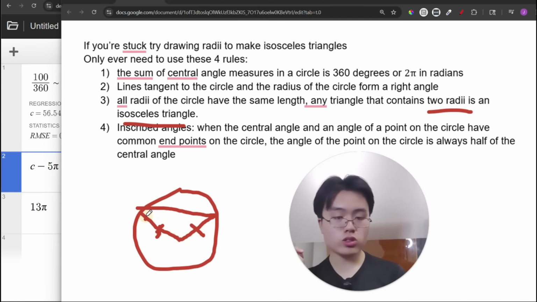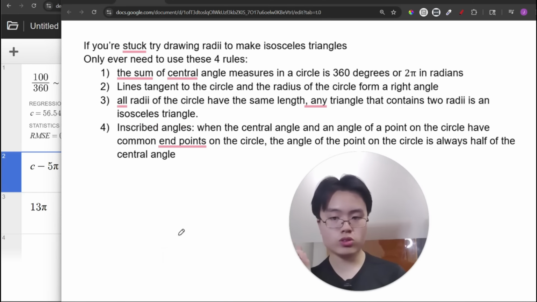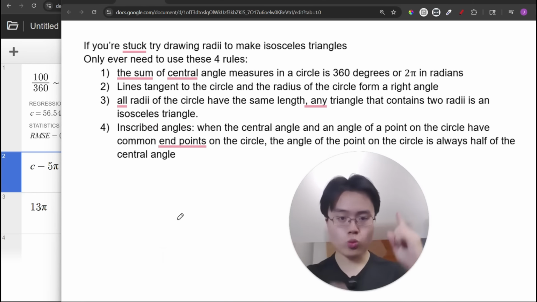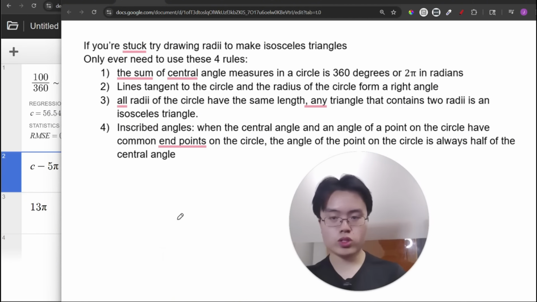So a good strategy when dealing with circles is just to draw a bunch of radii in the circle. Just see if you can form isosceles triangles. You can work with that. Because with isosceles triangles, again, all you need is just one angle on that triangle, and you can solve for the other angles. That might be helpful.